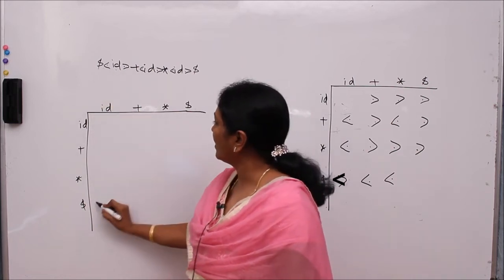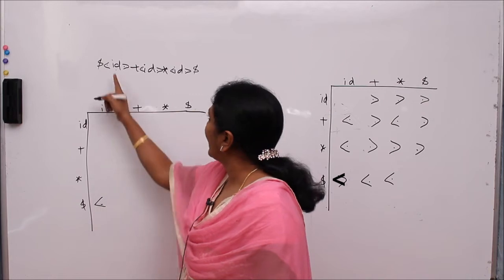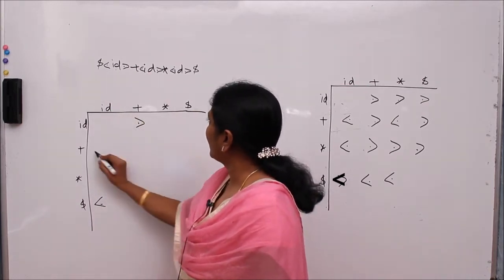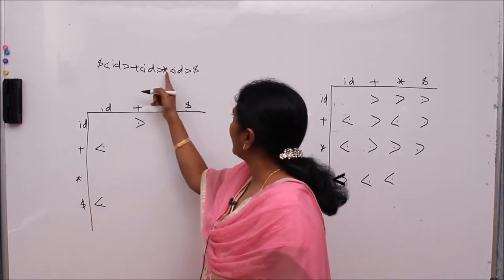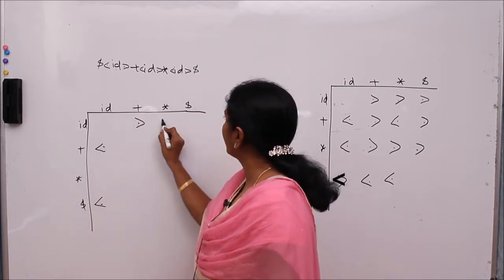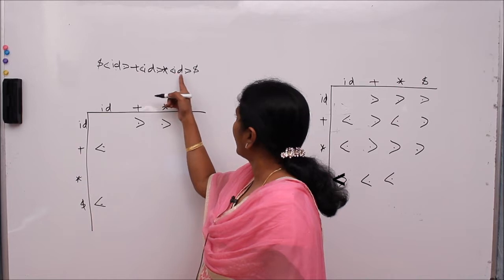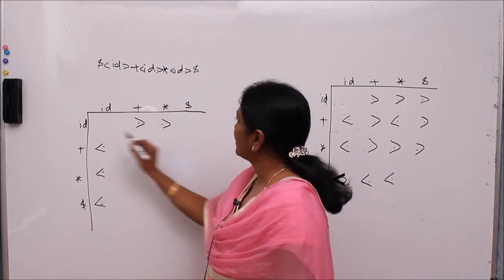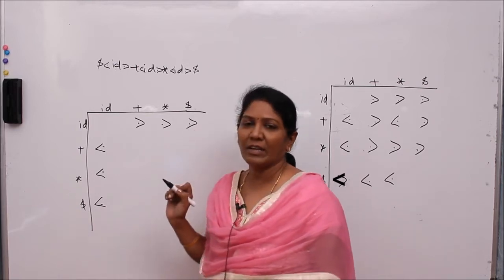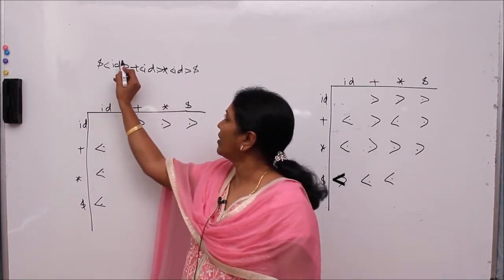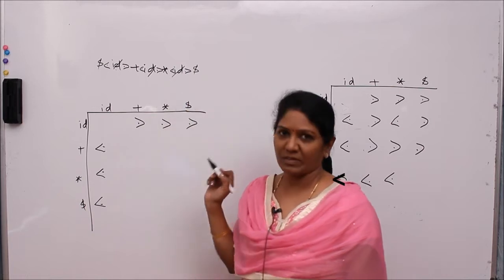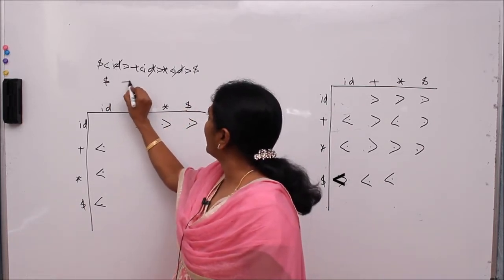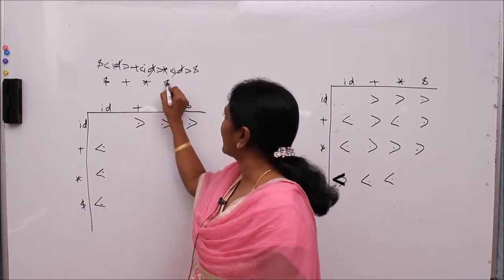Dollar on ID is what? Less. ID on plus is what? Greater. Plus on ID is what? Less. ID on star is greater. Star on ID is less. ID on dollar is greater. These are the relations which ensure that all the IDs are reduced at the first level. Then you are left with dollar plus star dollar.